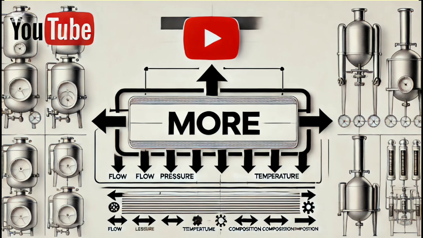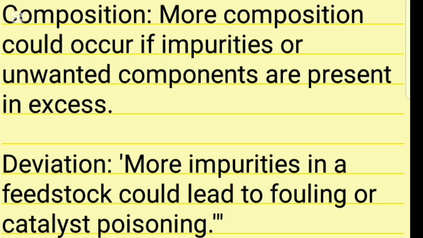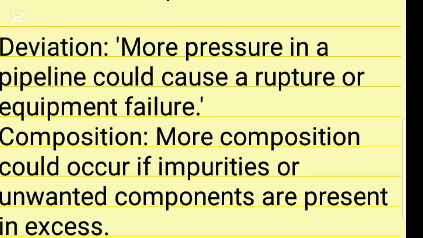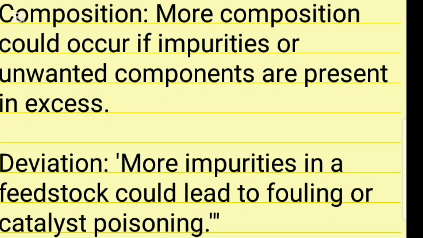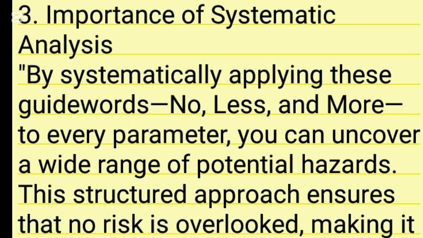Composition: more composition could occur if impurities or unwanted components are present in excess. Deviation: more impurities in feedstock could lead to fouling. If we are considering some type of reactor where a catalyst is involved, then it will cause poisoning of the catalyst or catalyst efficiency will suffer.